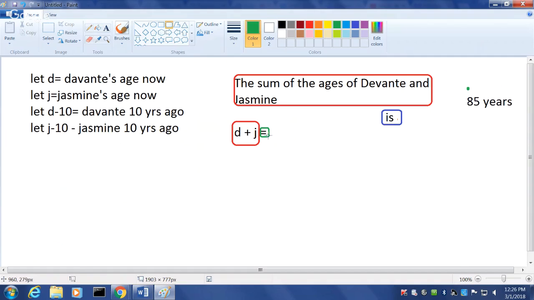Just a second. I want the colors to be right here, okay? So the is's are now the same color. And now 85 years. So if the red box translates to the sum of Devante and Jasmine, the purple box translates to is. What should go on the other side? What should be in this box right here?